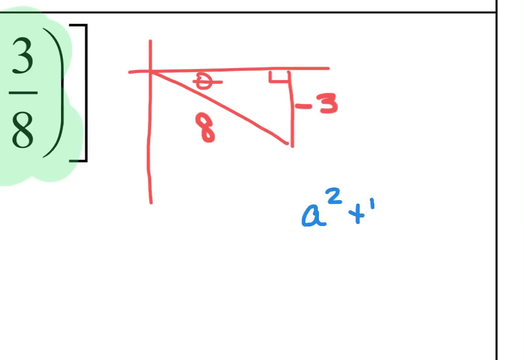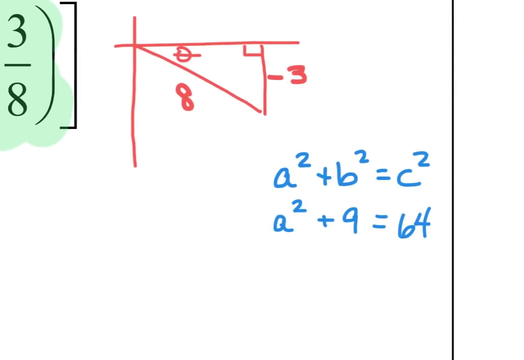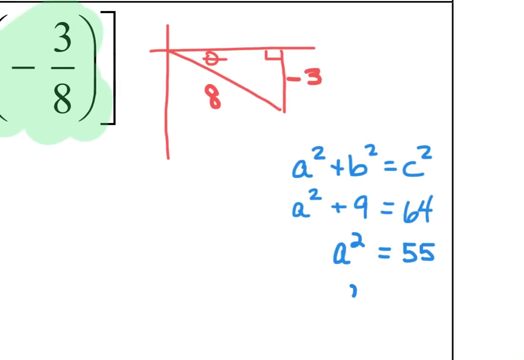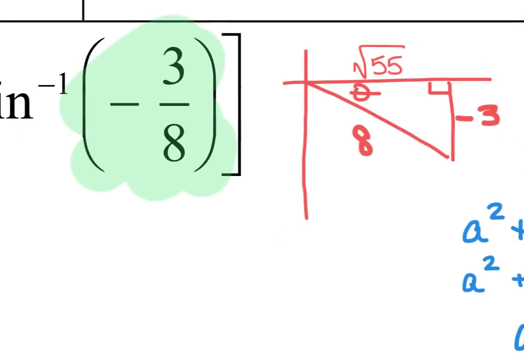So a squared plus b squared equals c squared. So let's call a squared the side that we're looking for. Negative 3 squared is 9. And the hypotenuse squared, remember c always has to be the hypotenuse, is 64. Subtract 9 from 64 and you get 55. So a squared equals 55. And then the square root of a squared is a. A equals radical 55. And so this third side of the triangle is going to be radical 55.